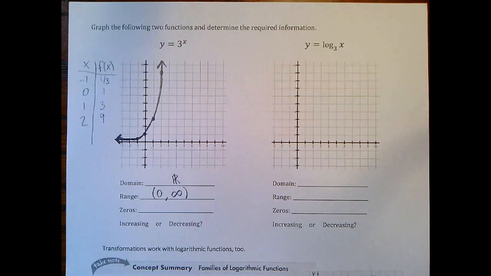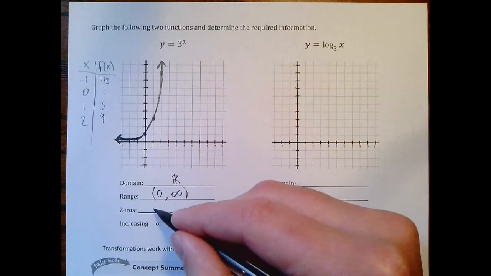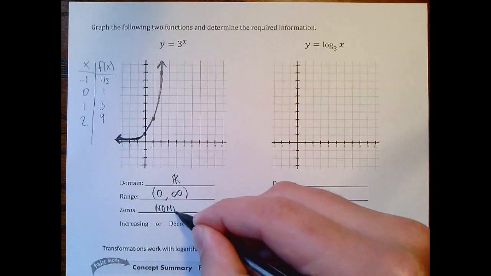Does the graph have any zeros? Well, what the heck are zeros? Zeros are x-intercepts. In this case, since the graph doesn't touch the x-axis, it can't have any zeros or x-intercepts. Therefore, we'll have none. So in this case, there are none.